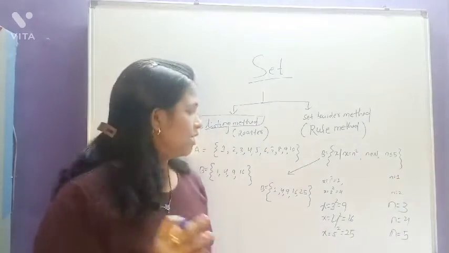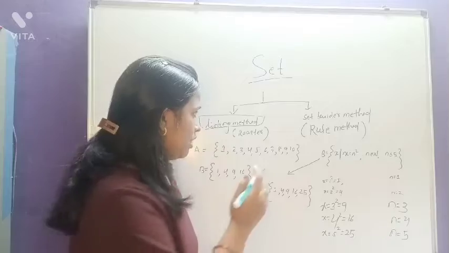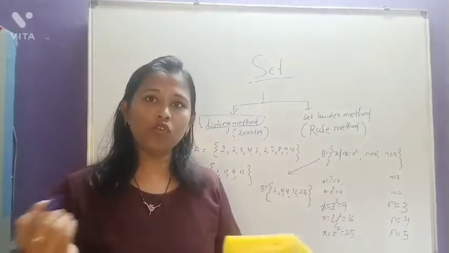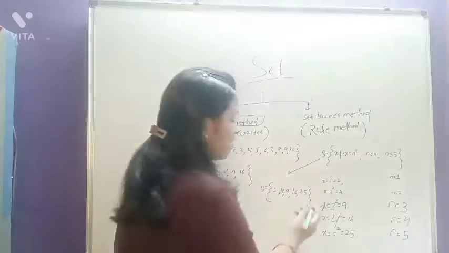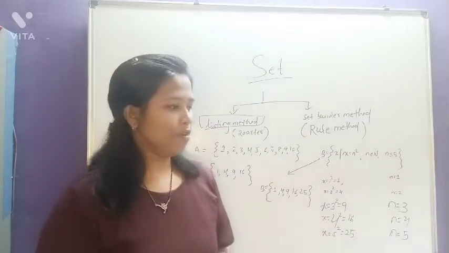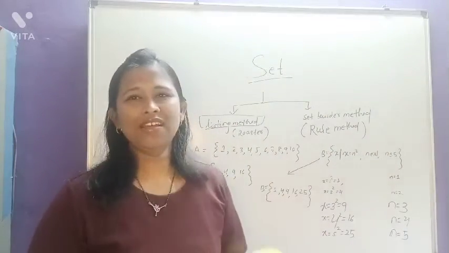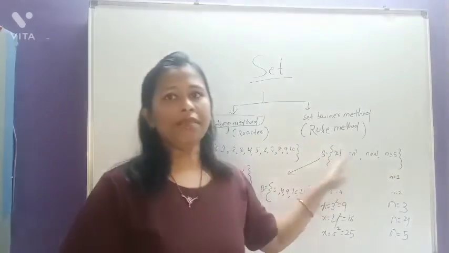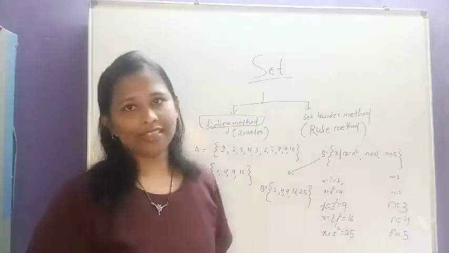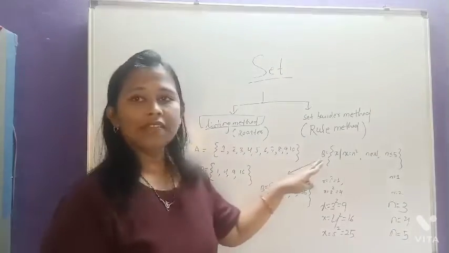You see how difficult it is to write so many square numbers from 1 to 100. It is a difficult task, and we also need space in our notebook. So it's a very tedious way. Our rule method is a very convenient method to represent a set.